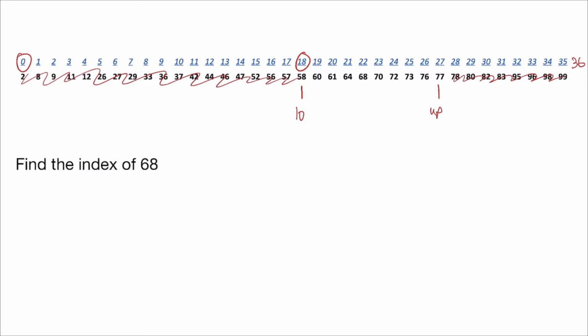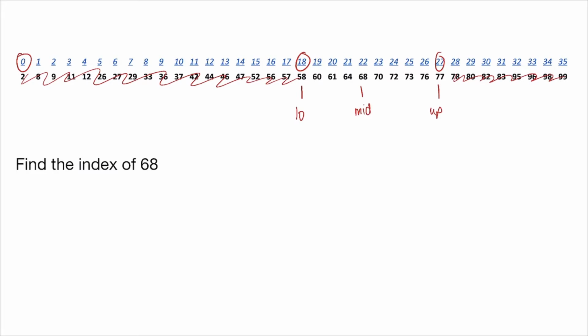And now again, our upper bound is at 27. Our lower bound is at 18 still. And we're going to find the middle of that. So at this point, when we take the middle, we're going to be doing 18 plus 27 is 45. Divide that by 2, that's going to be 22.5. So we can either take 22 or 23. We'll just stick with 22. So 22 is going to be the index of our middle element.